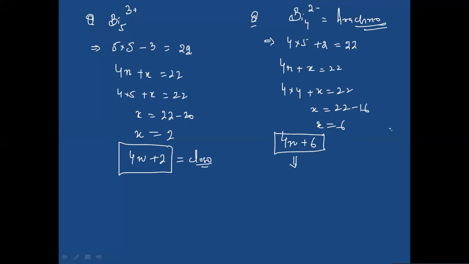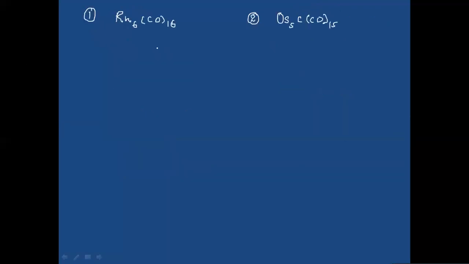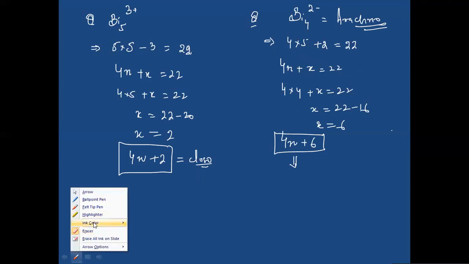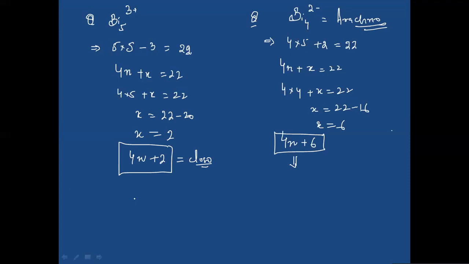Let us take a question which has been asked on this. This question has been asked in CSIR NET December 2016. It was a 4-mark question.